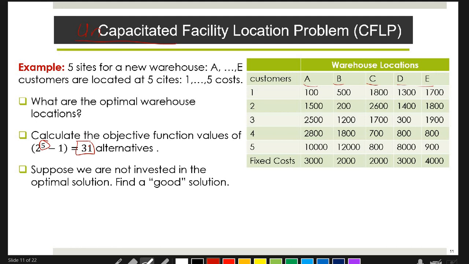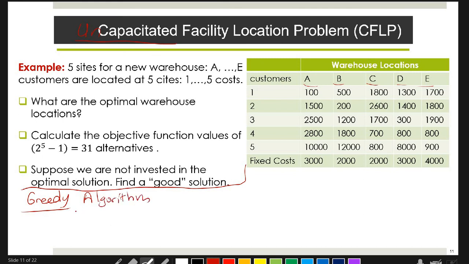But 31 is a large number to evaluate by hand. Therefore, we want to find not the optimal solution, but a good solution. Okay, so we will use a heuristic algorithm to solve this problem. Let's think together. What can be a good heuristic for this one? So we can use the idea or the logic of greedy algorithms. Okay, in greedy algorithms, remember, we always select the best decision at each iteration, the best decision. Now let me look, how can we construct or develop a greedy algorithm.